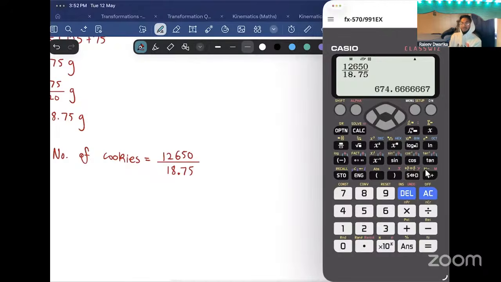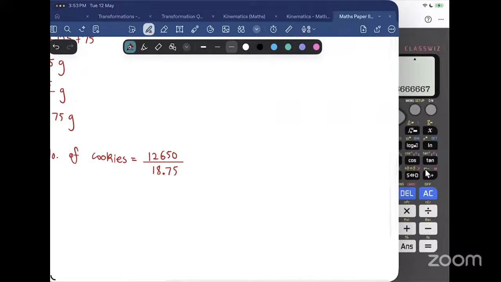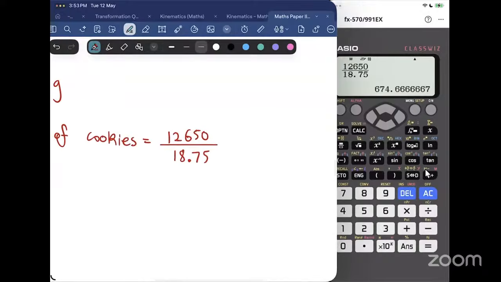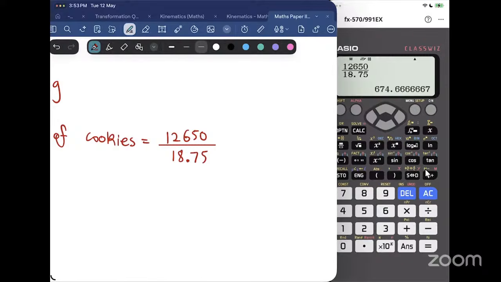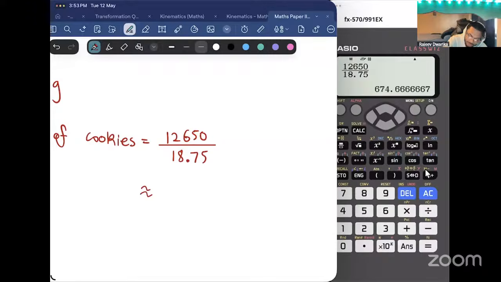Oh God, nah, boy. 6-7 in front and 6-7 in the back. That's crazy, though. That's crazy. 6-7.